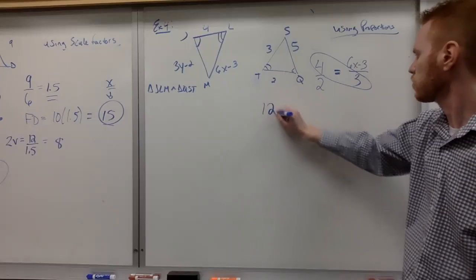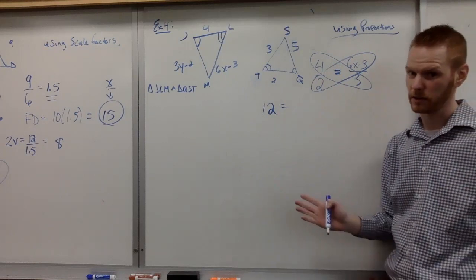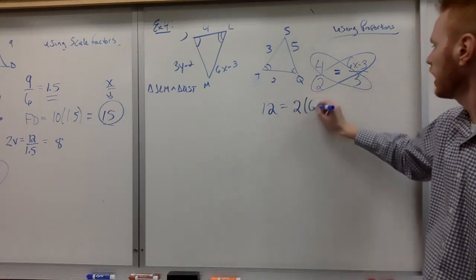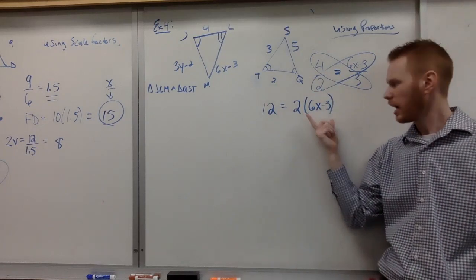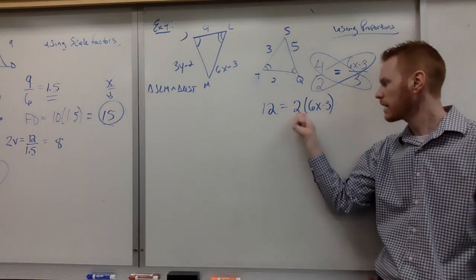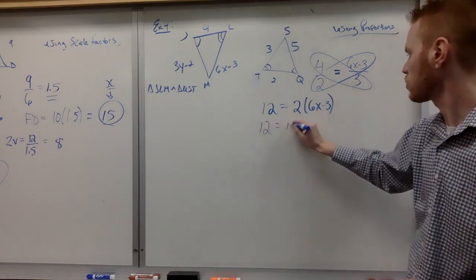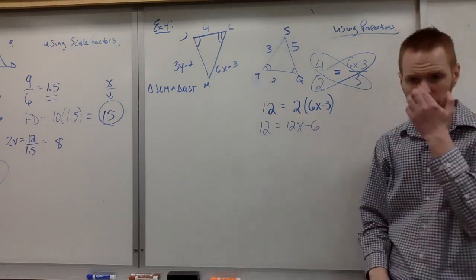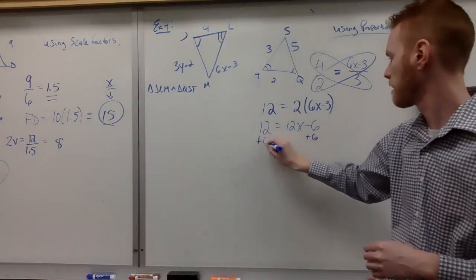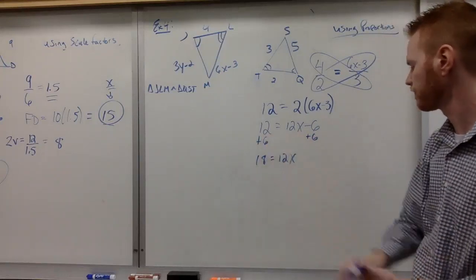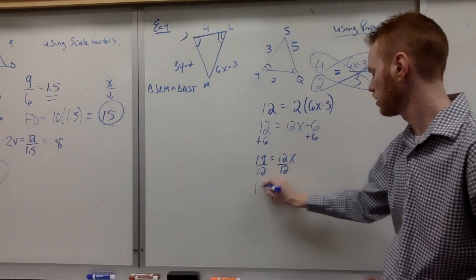4 times 3 gives me 12. And then I'm going to multiply this next diagonal together. Doesn't matter which one I multiply first, by the way. And it's going to be 2 times that numerator. Now, the numerator has more than one term in it, huh? It has 2 terms. I've got to be careful. That's why I wrote it this way. 2 has to get multiplied to every part that's in the numerator, okay? When I distribute, I get 12x minus 6, and then I can go ahead and solve for x. Add 6 to the other side. I get 18 equals 12x. Divide both sides by 12. And then x comes out to be 1.5.